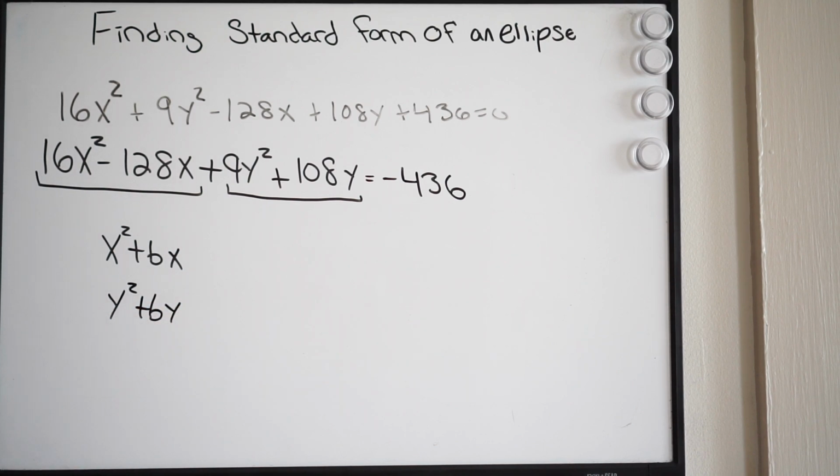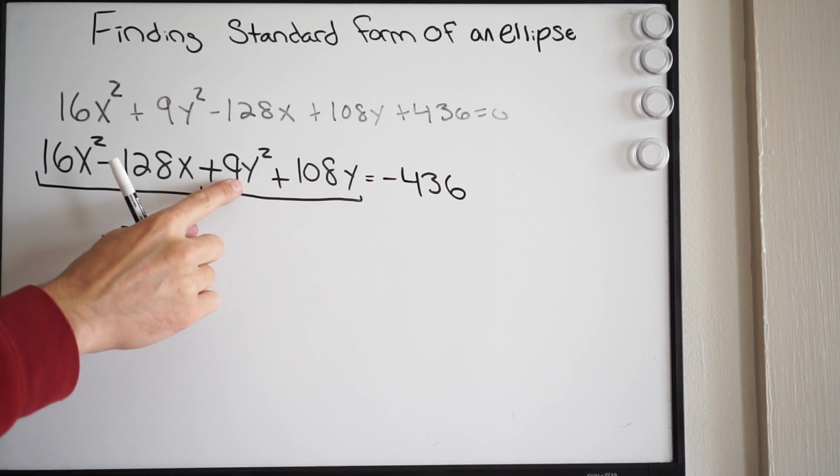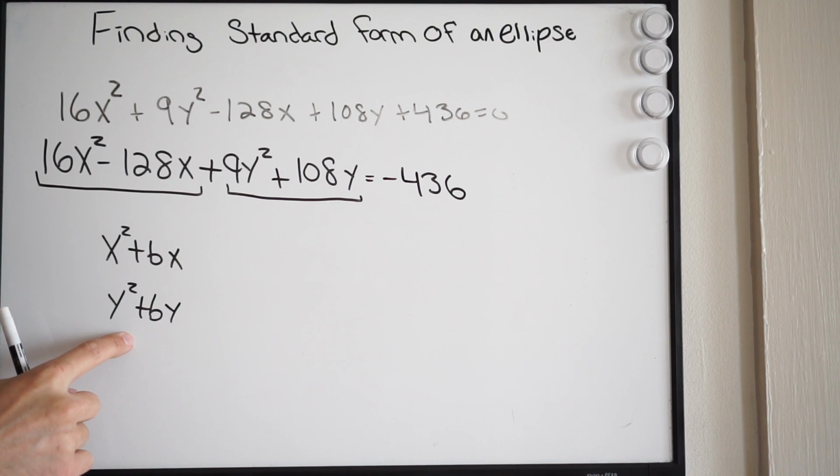However, I'm running into a problem here because notice I have this 16 here. I need to be in this form, x squared plus bx. I have this 16, meaning I'm going to have to pull that 16 out. Same thing here, I have a 9. I need to be in this format, so I need to pull that 9 out. So let's go ahead and do that, and then we'll be able to complete the square.